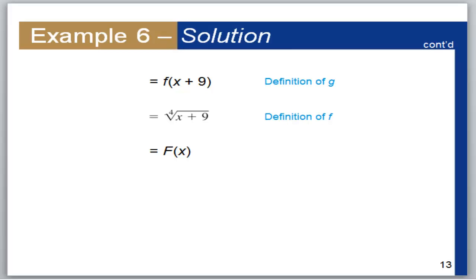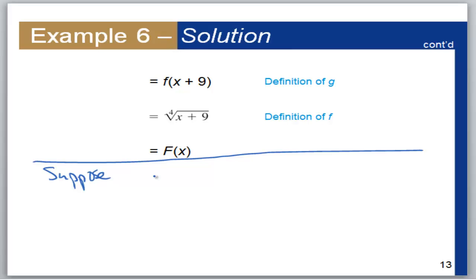F of g of x would be f of x plus 9, and then you're taking the fourth root of that, which is your capital F function. Okay? Do one more of these.